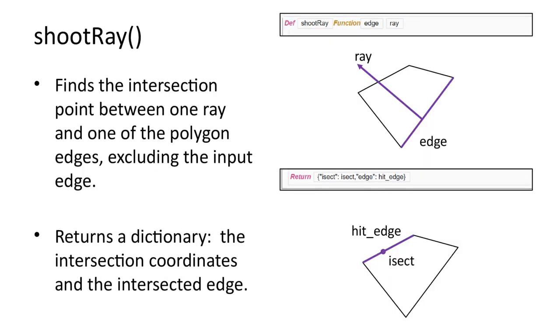The shoot ray function finds one intersection point between a ray and the polygon edges. The edge where the ray starts is excluded. Since the polygon is convex, it is guaranteed that there will be exactly one intersection point. This function needs to return more than one value, so the return values have been wrapped up in a dictionary. The dictionary contains 2 items, the intersection coordinates and the intersected edge.